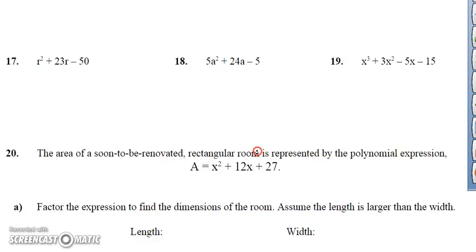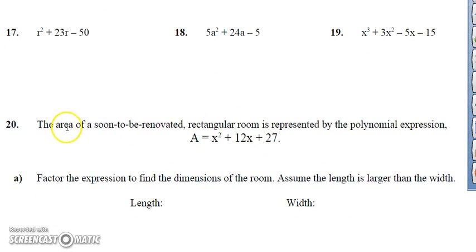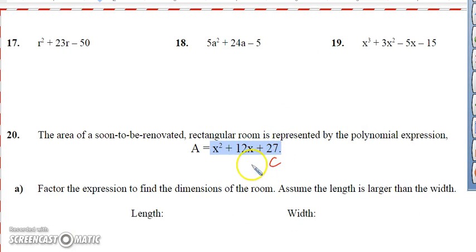The last question: the area of a soon-to-be renovated rectangular room is represented by the polynomial expression, this. Okay. So, what does it tell you to do in the next part? You may not even know what that means. What does it say? Factor. Factor the expression. Guys, this is an easy trinomial. The factors of c that add to b.